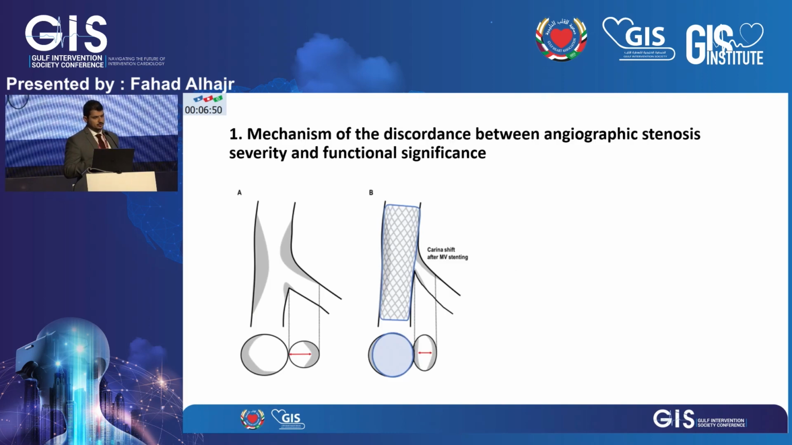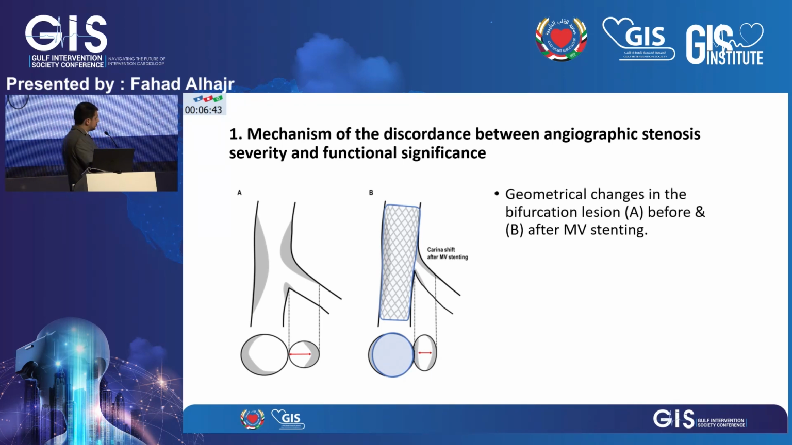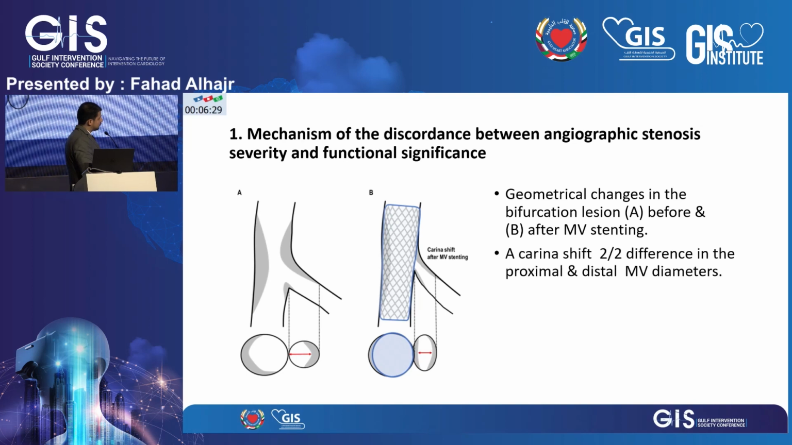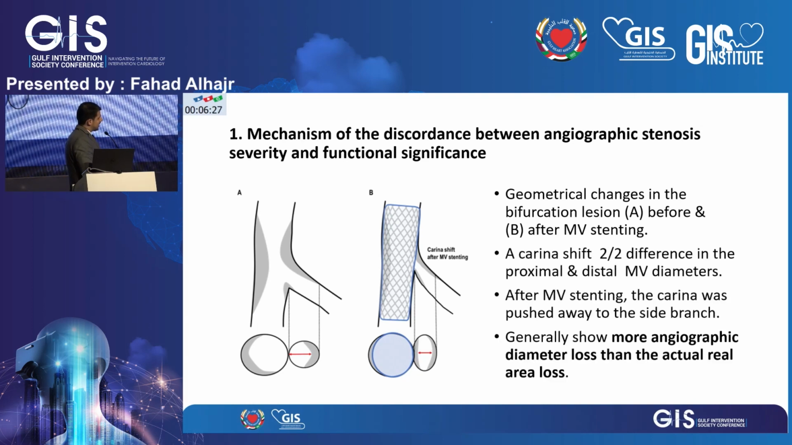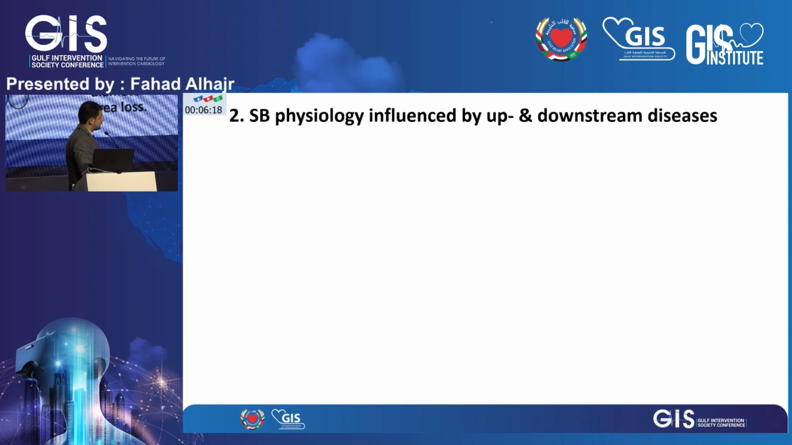So let's talk about the first concept, which is the mechanism of the discordance between angio and functional significance. As we can see here, there are significant geometrical changes between the main and the distal vessel, and you can see the carina here. After stenting, the carina is shifted there. The cross-sectional area is telling you that the carina, although it looks angiographically bad, is not as bad when we see it in the cross-sectional area right there. So angiographically it is bad, but from an IVUS standpoint or a cross-sectional area, it is not as bad.